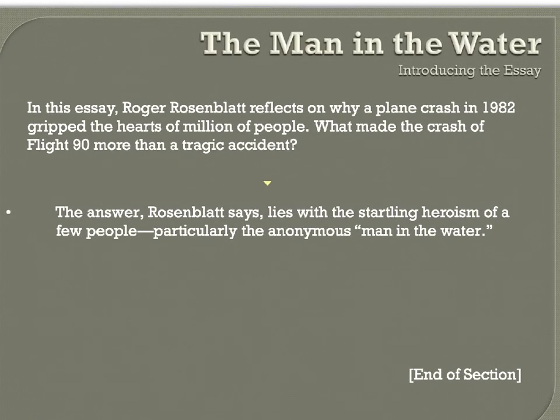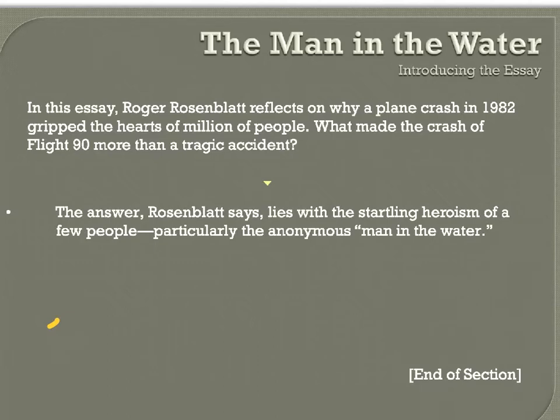But the situation, Roger Rosenblatt is reflecting on a plane crash that took place in 1982 that ends up a big news story that literally does grip the hearts of millions of people. And we'll explain the circumstances and why. A lot of folks, and this is before you're concerned about acts of terrorism, that sometimes people now, post 9/11, certainly associate with plane crashes. This is an accident that happens.